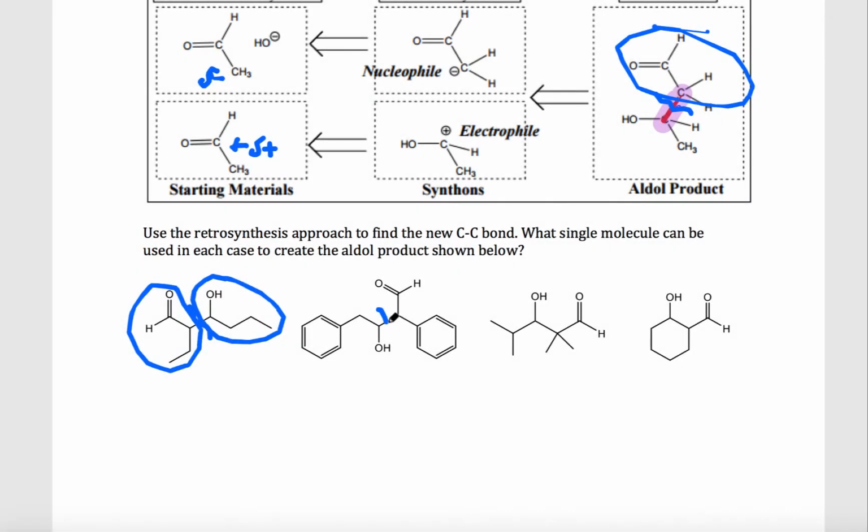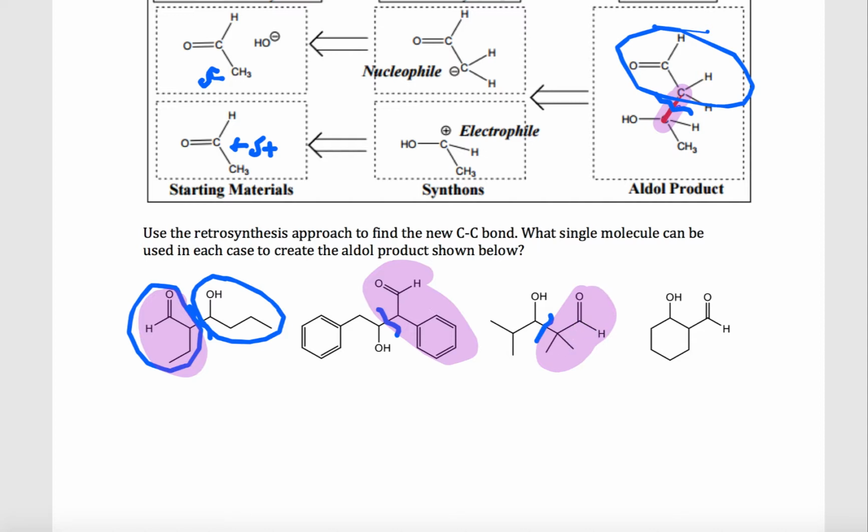All right, so for this one, we break the bond here between alpha and beta. That's where the new bond was. And so the single molecule that the aldol was based on is this one right here. And same thing over here. My new bond was right here between the alpha and the beta carbon. And so the molecule that was used was this one right here.